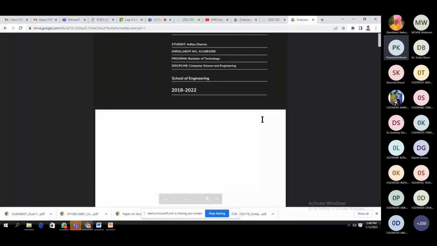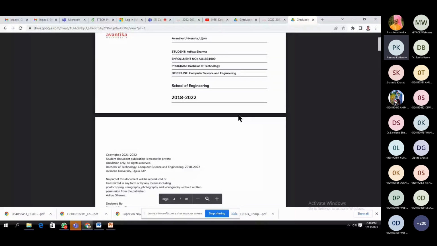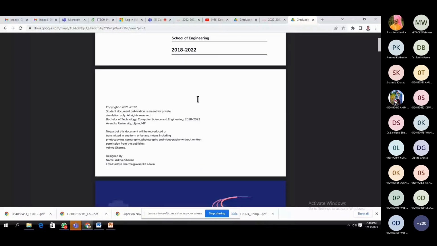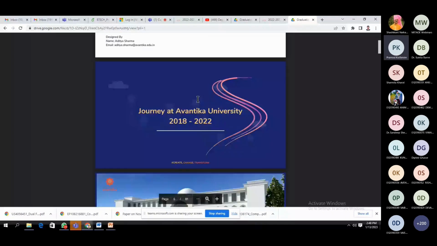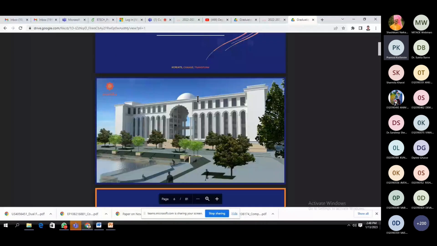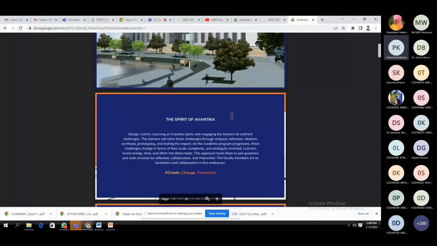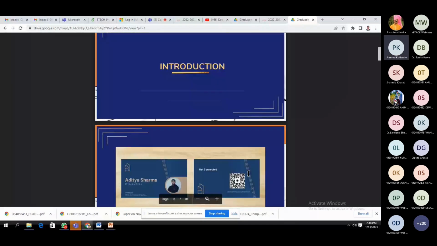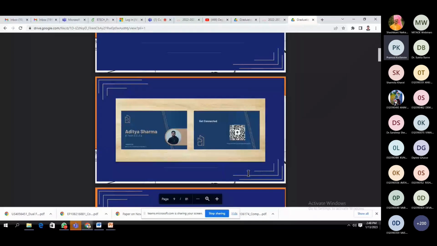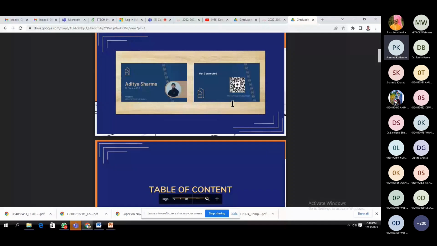His journey is from the year 2018 to 2022, during his undergraduation. He has started his graduation book with a beautiful structure of his own university, MIT Avantika University, with a small abstract which signifies the spirit of Avantika with the dialogue: create, change, and transform. He has given his own introduction and how to connect with him with the help of this code, followed by the table of content.